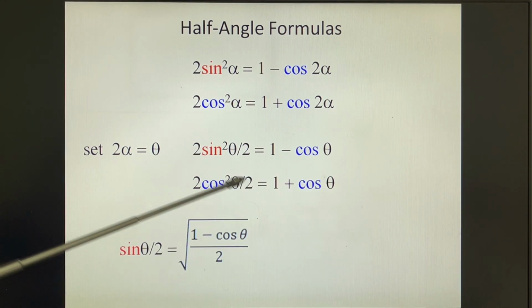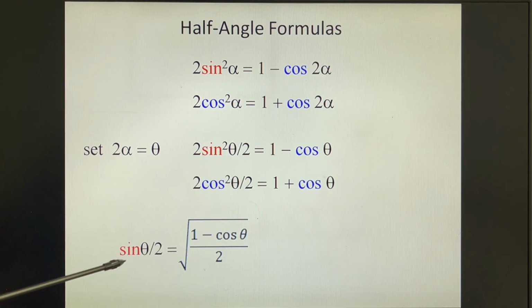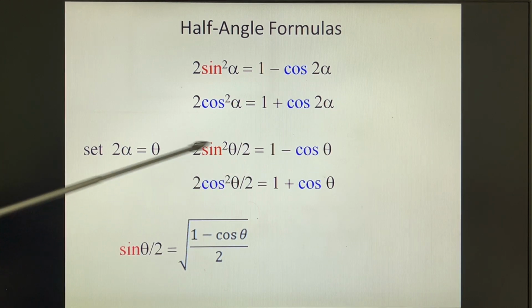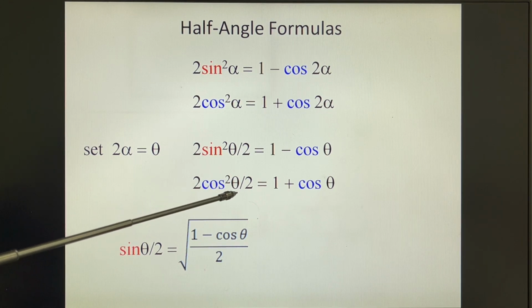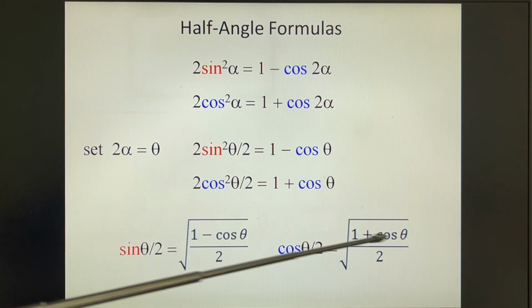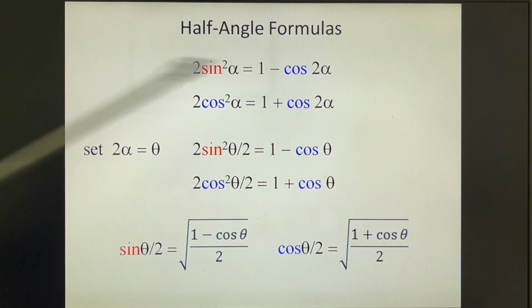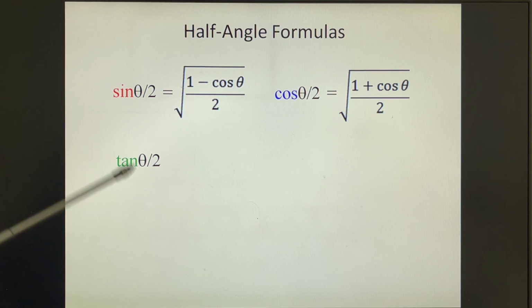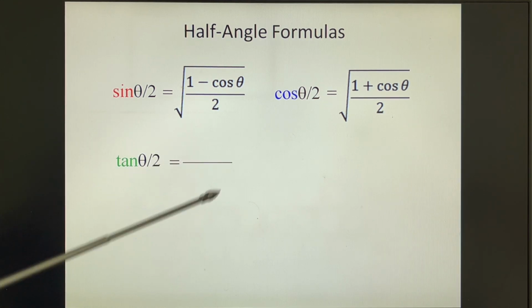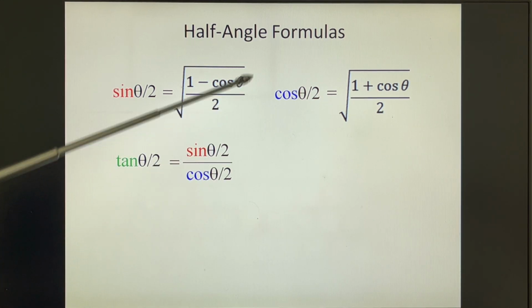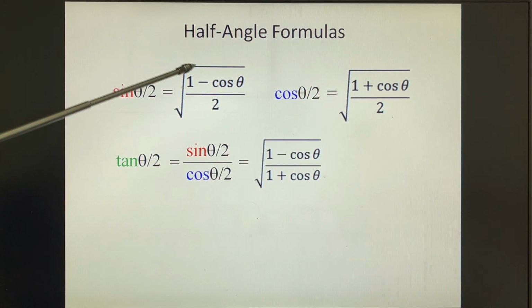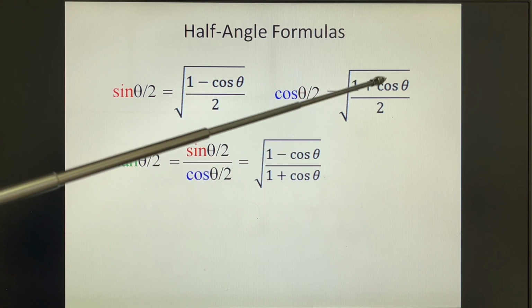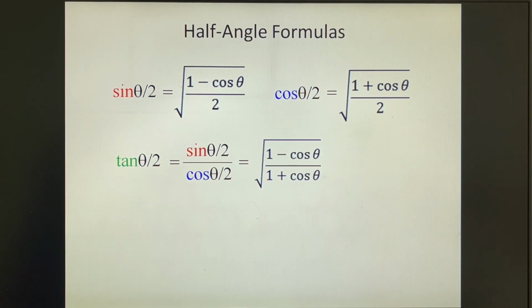So from these two, I get sine half theta equals the square root of 1 minus cosine theta over 2. Cosine half theta equals the square root of 1 plus cosine theta over 2. And tangent half theta equals sine half theta divided by cosine half theta. We divide this by this. We get the square root of 1 minus cosine theta over 1 plus cosine theta.